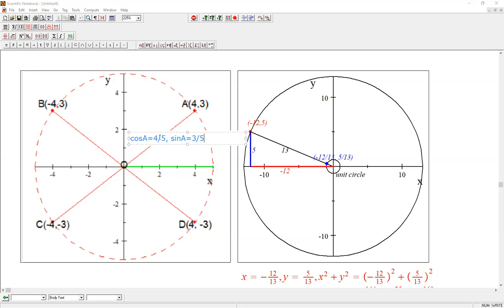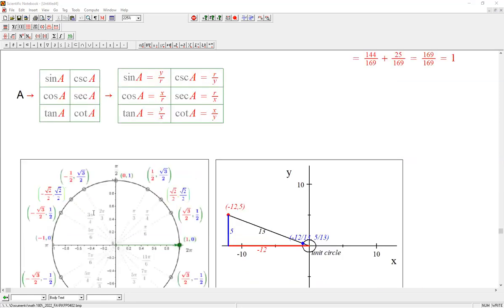And you can see 4/5, 3/5 is also on the unit circle. You can do similar things, just like what we did here, right? 4/5 squared plus 3/5 squared equals 1. So all of these points, cosine A, sine A, are on the unit circle. So do they have a place on the unit circle? The answer is yes.